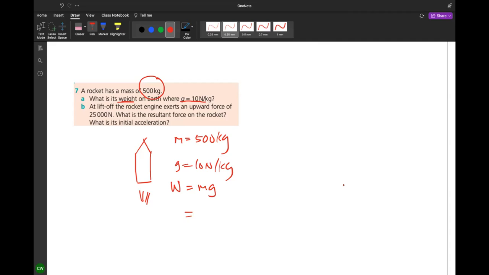Junhong, give me the answer. 500 times 10. Yes, you're right. It's 500 times 10. So it's going to be 5,000 Newton. Okay, so this is 5,000 Newton.